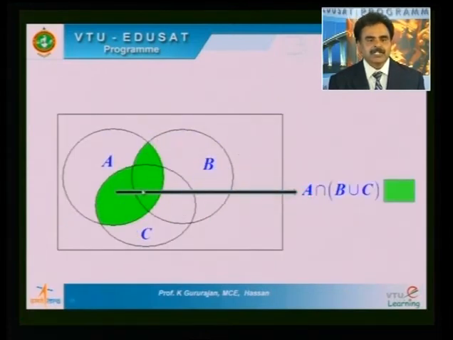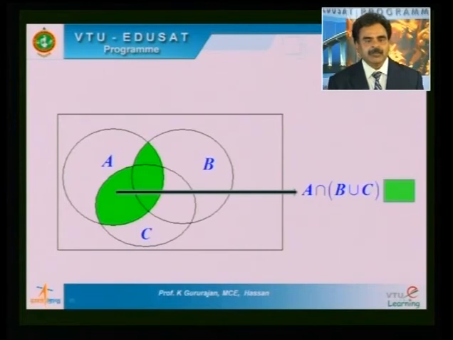So this green colored region is for A intersection B union C. That is, A intersection B union C stands for the common portion to the set A and B union C. Here you can notice very well. This is the circular region A. I am explaining once again. This is for B. This is for C. I want the common portion to A and B union C. So therefore, this portion.